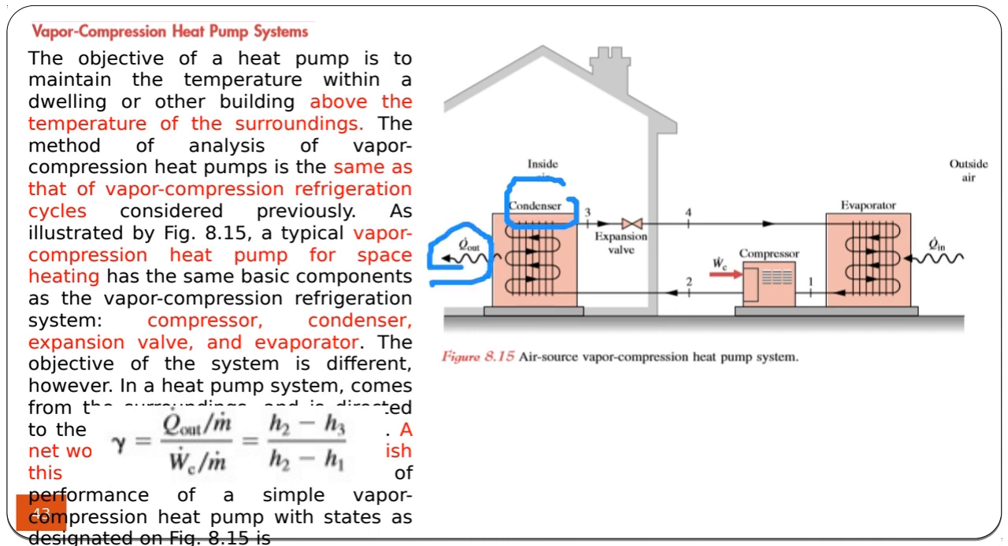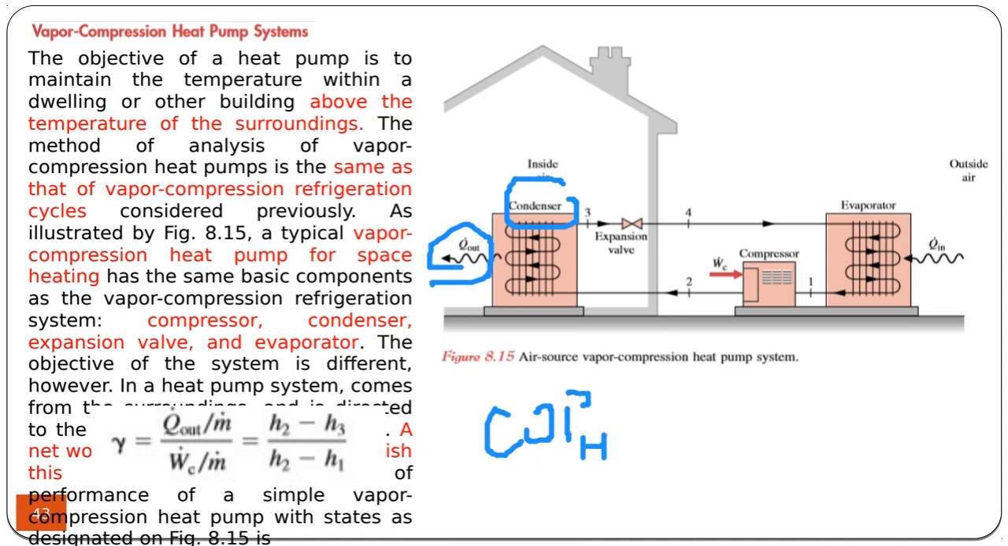When this happens, of course, the coefficient of performance of the system is defined differently, because the objective of the system is not cooling now, but heating. So in this case, the system is called a heat pump when it's used as a heater.